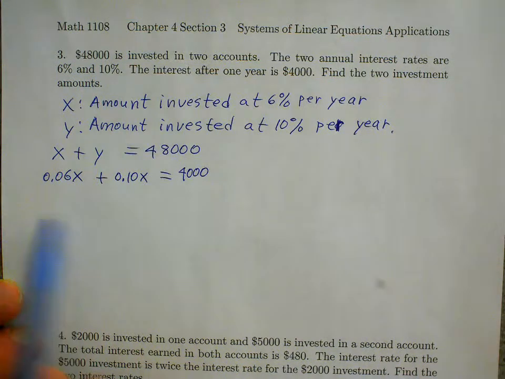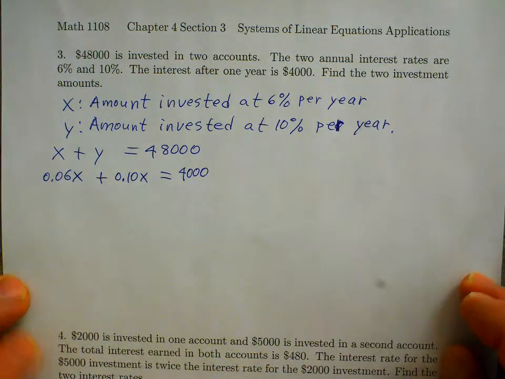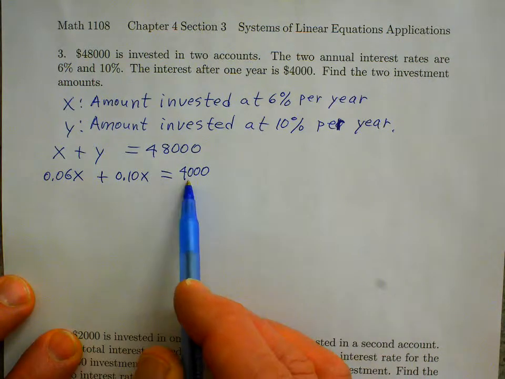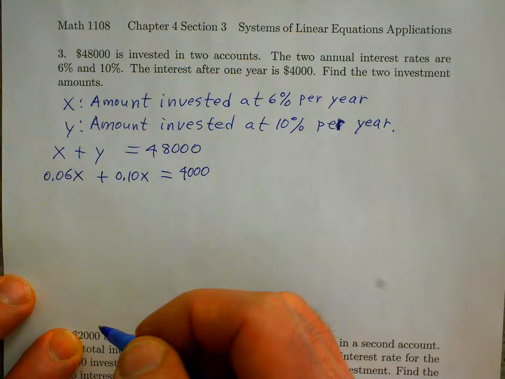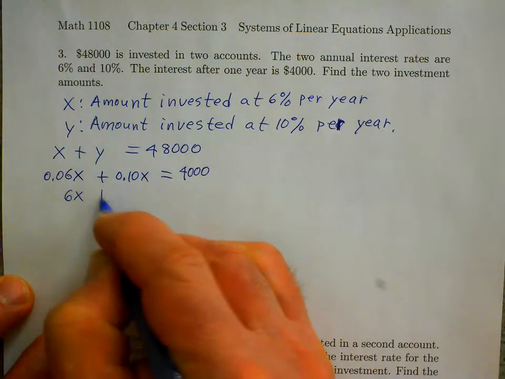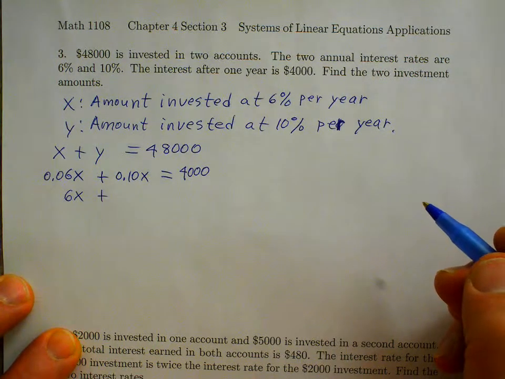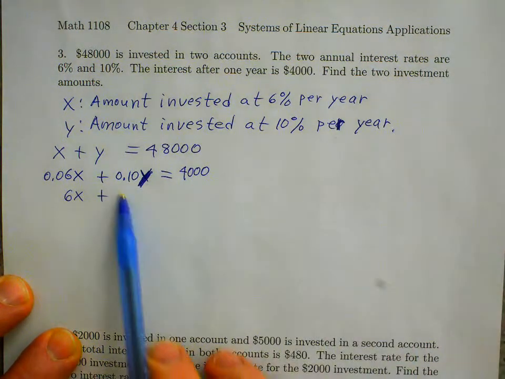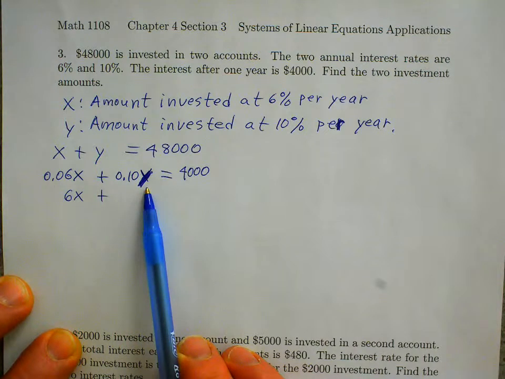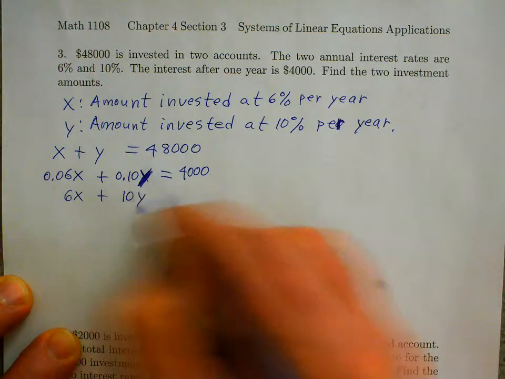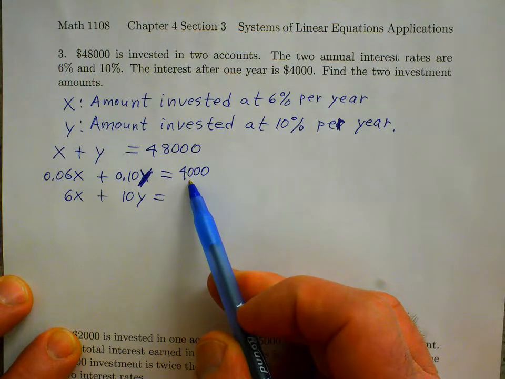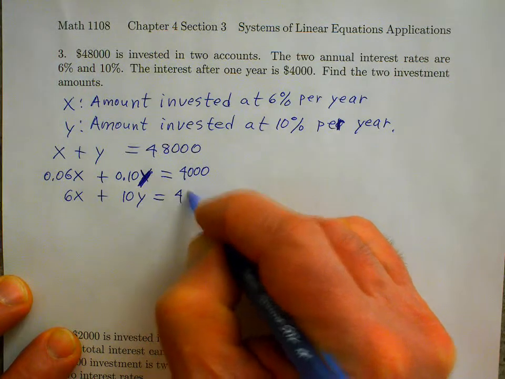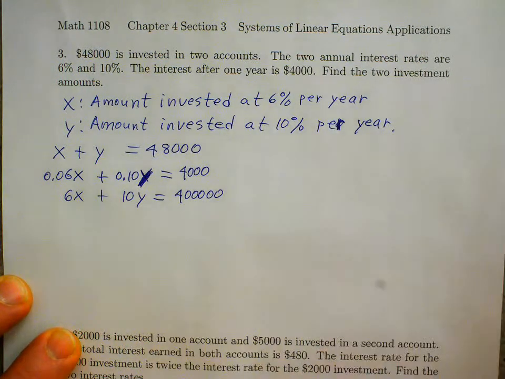Okay, but anyway, let's go ahead and solve for X and Y. So like I've been doing, I'm going to multiply both sides of this equation by 100. 0.06X times 100 is 6X. And 100 times 0.10, whoops, I need a variable Y. Sorry about that. This should be 0.10Y. Multiply that by 100, we get plus 10Y. And then multiply 4,000 by 100, I get 400,000.